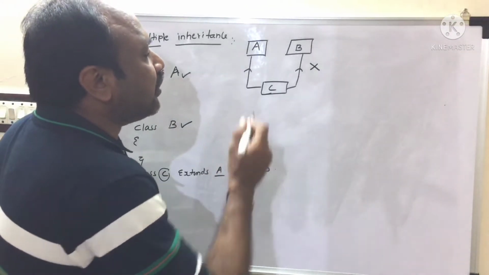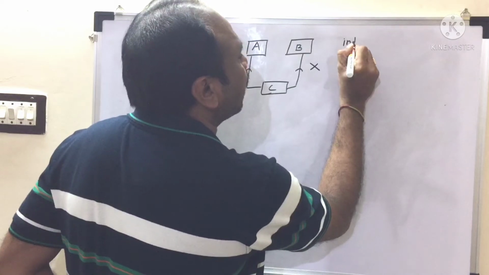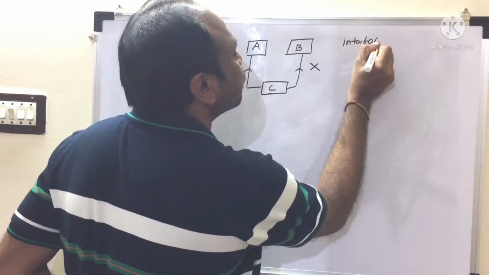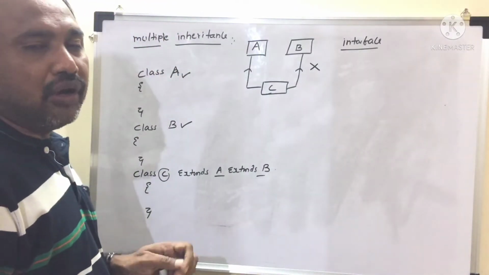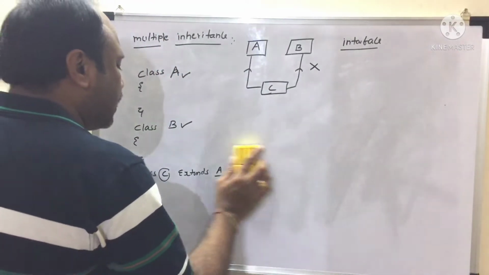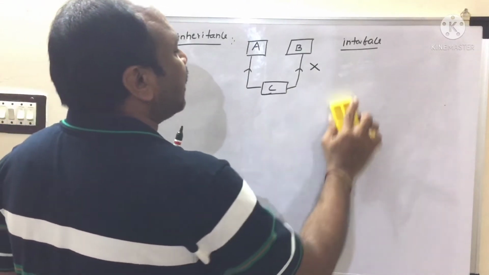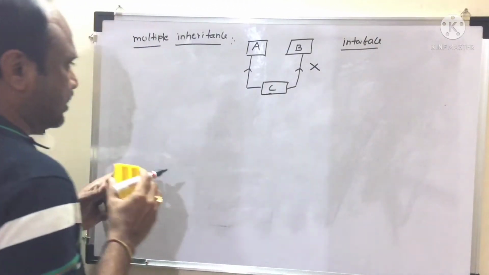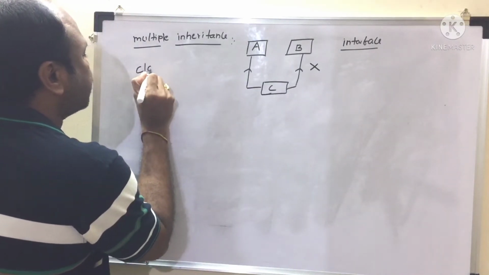Hence, to work with multiple inheritance, we are going to use interfaces. Interfaces are used to work with multiple inheritance. Now I will explain what is the difference between class and interface. Already I explained this in my earlier Java class.